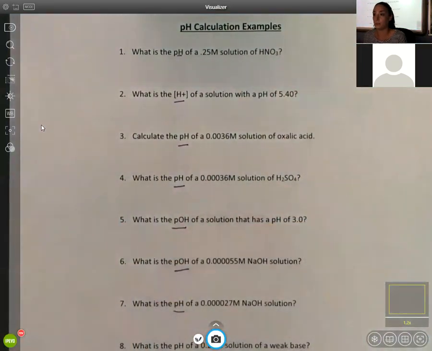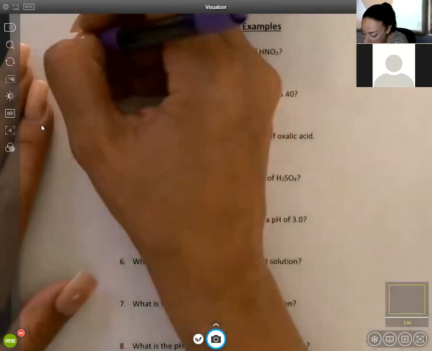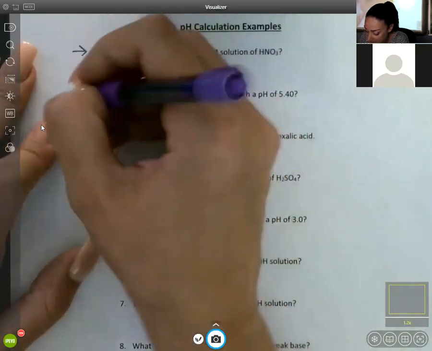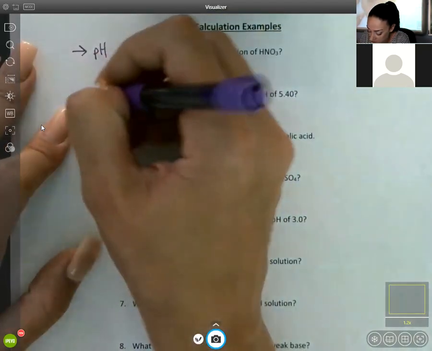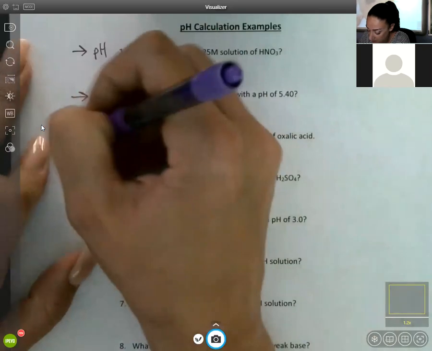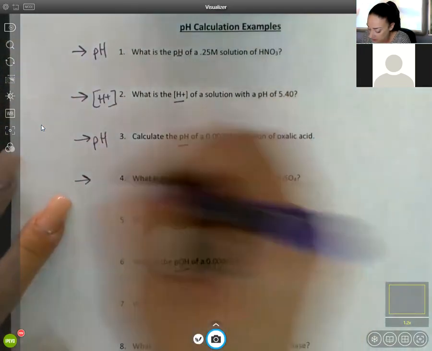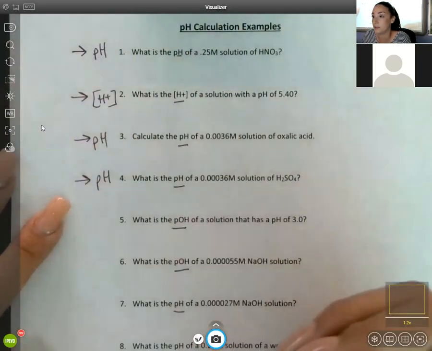You're trying to figure them out, so they are going to be at the end of your arrow. What is the pH? I'm trying to get to the H. Okay, I'm trying to get to the pH. So just do the same process whenever you have your assignment.